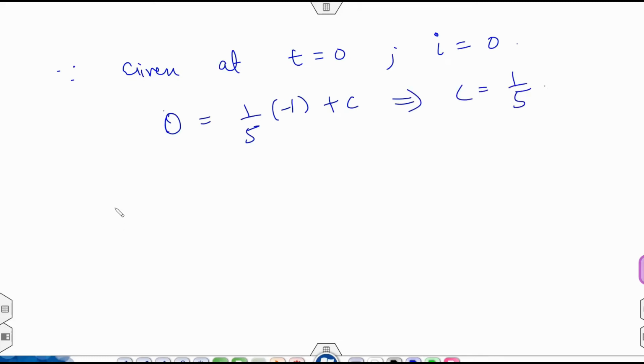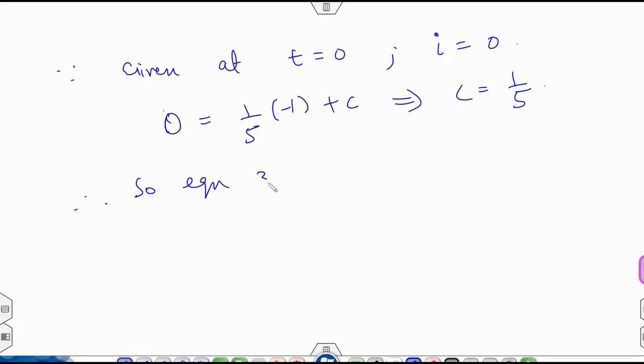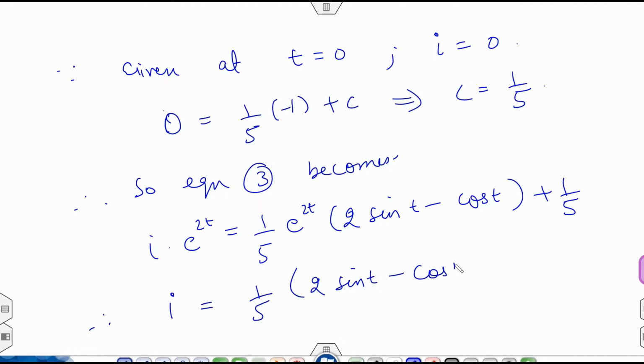So therefore the solution becomes, if I give this as equation number 3, my equation 3 becomes i e^(2t) = e^(2t)/5 (2 sin t - cos t) + 1/5. So what is required is the value of the current. This is the value of the current, and you can easily see that if you put any time over here, you will get the current at that time. So this one is the desired solution.